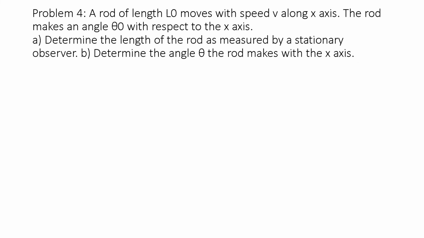Problem number 4. A rod of length L naught moves with speed v along x-axis. The rod makes an angle theta naught with respect to the x-axis. Part A. Determine the length of the rod as measured by a stationary observer. Part B. Determine the angle theta the rod makes with the x-axis.